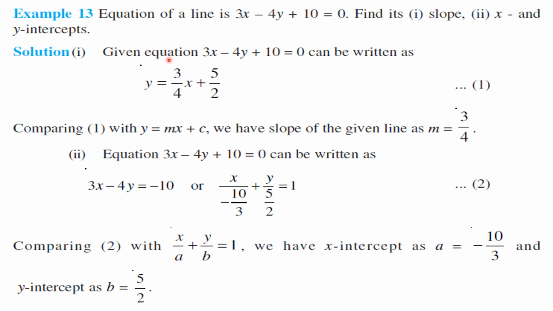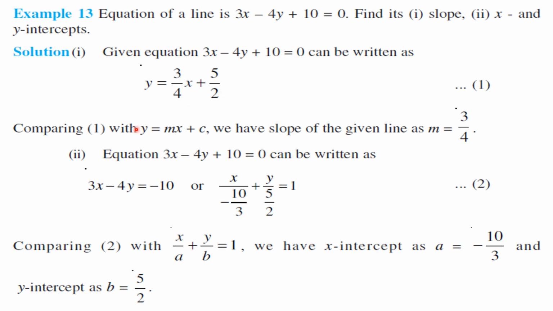So here also come to this solution part. Let us write the given equation. 3x minus 4y plus 10 is equal to 0. This can be written by writing this equation like this. In the LHS, only the letter y should be there. So we have converted this equation into the form of y is equal to mx plus c. Understood this equation, my children?